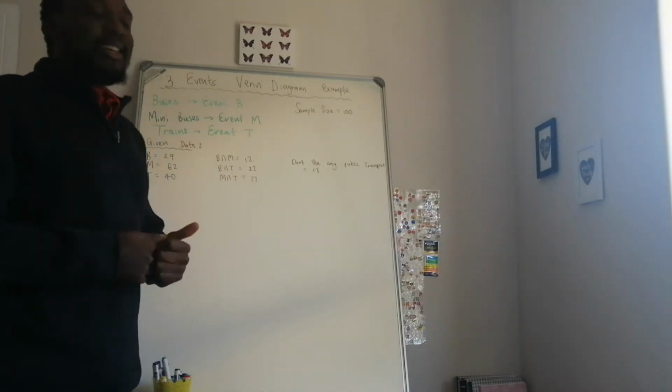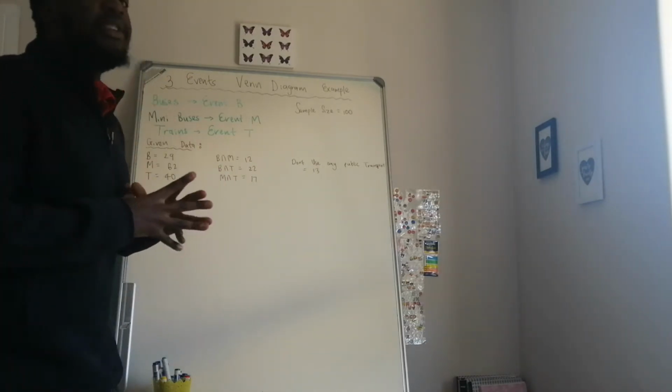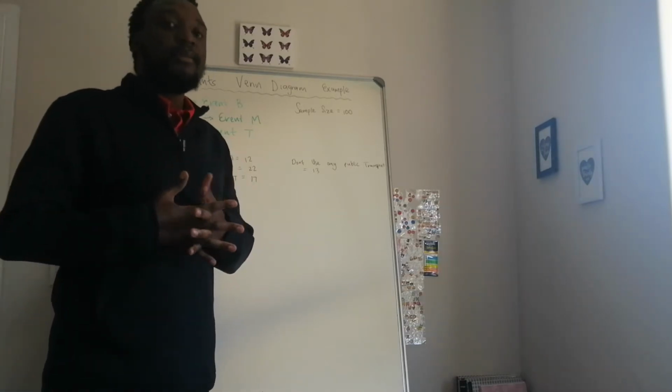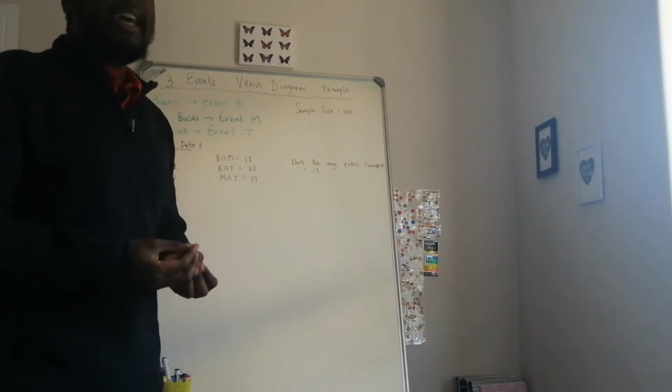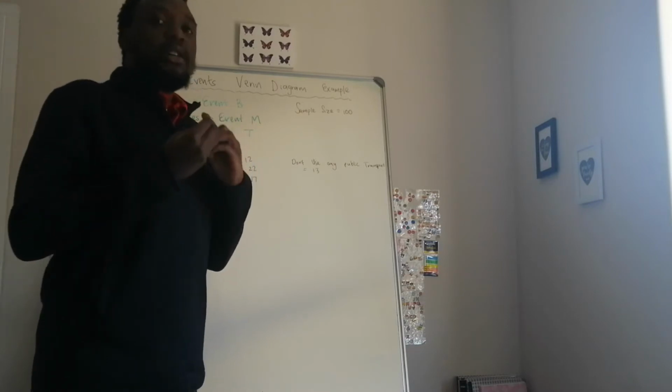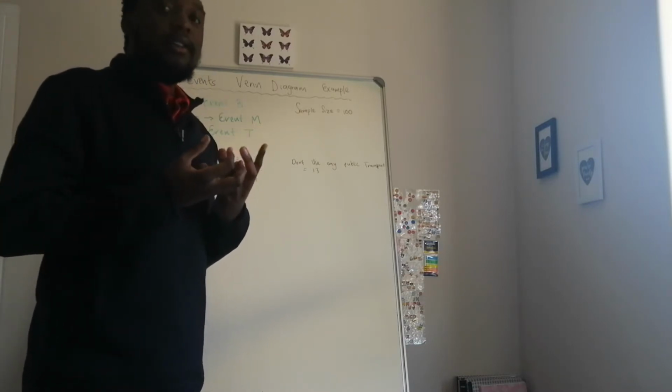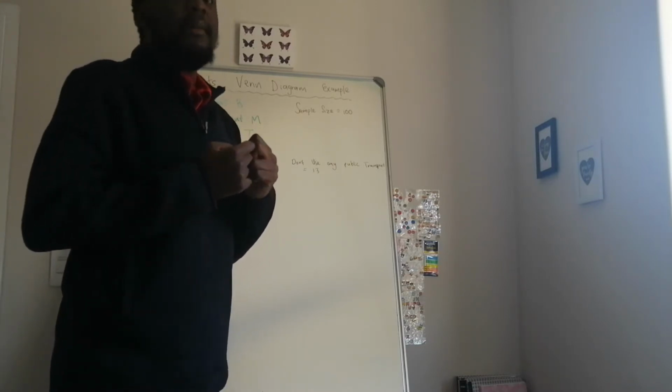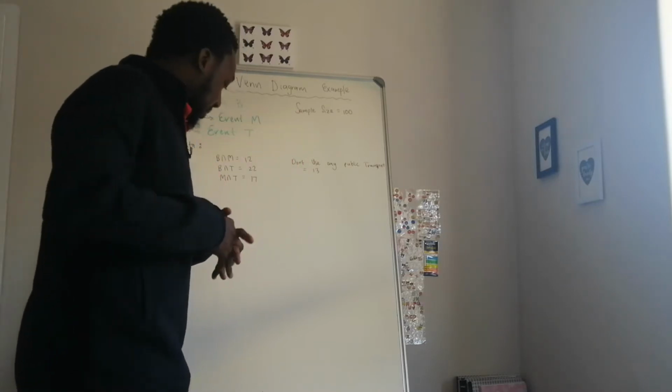So what are we doing today? We're still doing three Venn diagram examples, but today we're going to introduce a slightly complicated element to it. So what does that mean?